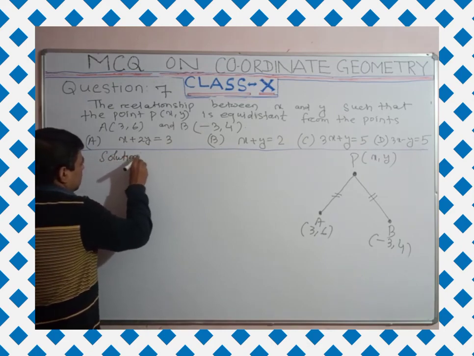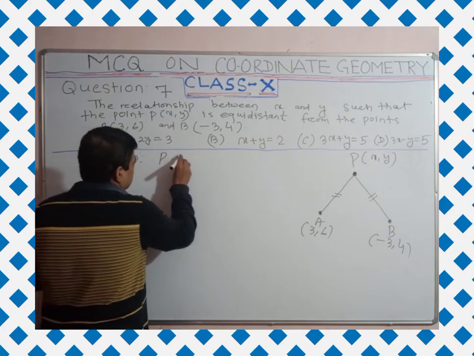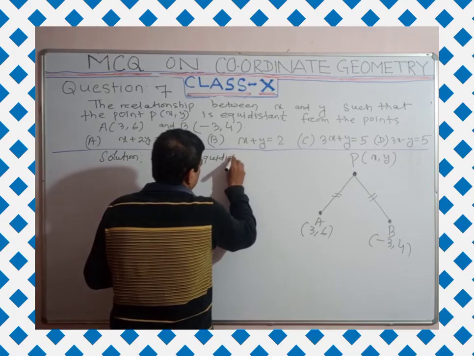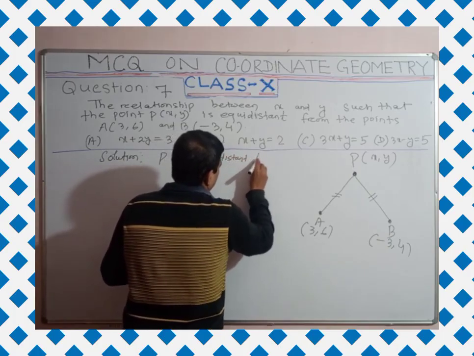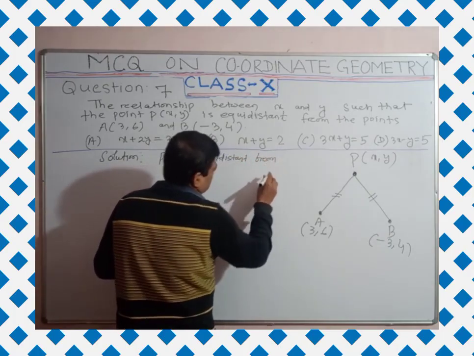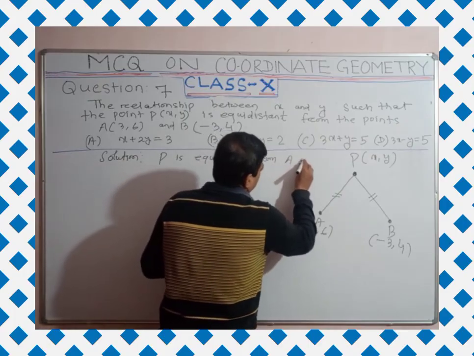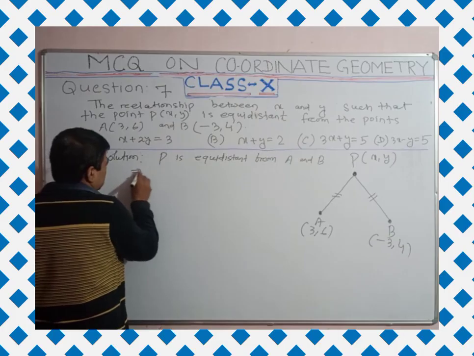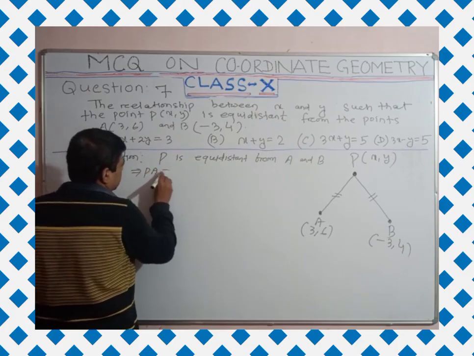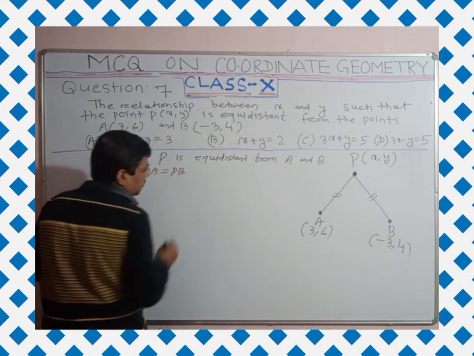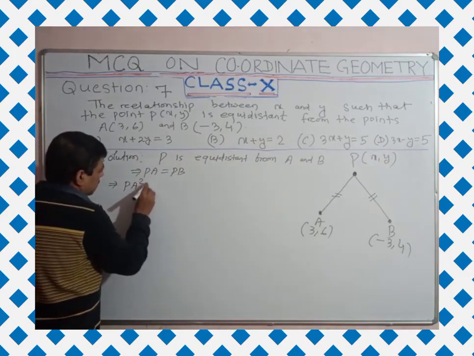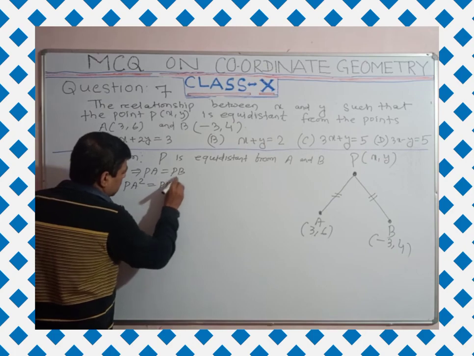What is given? P is equidistant from A and B. That implies PA is equal to PB. PA is equal to what? PB. That implies PA square is equal to PB square.